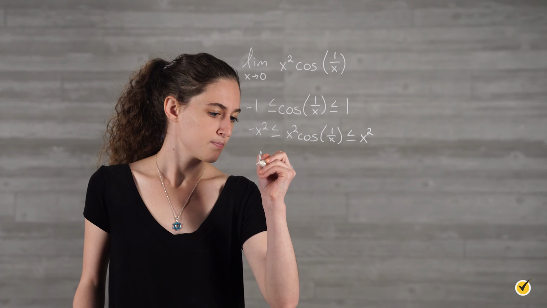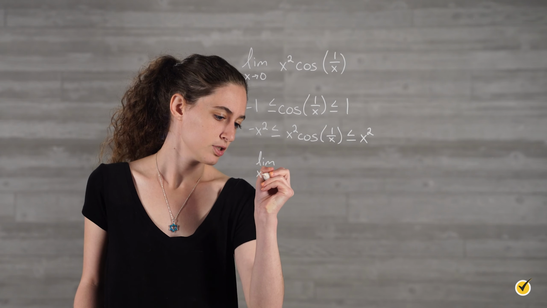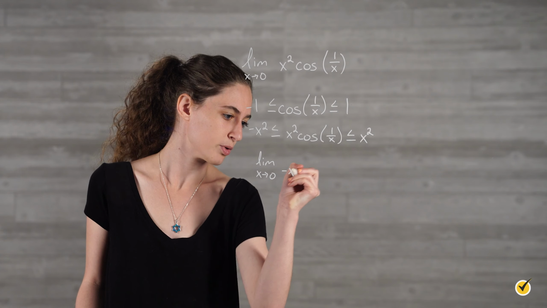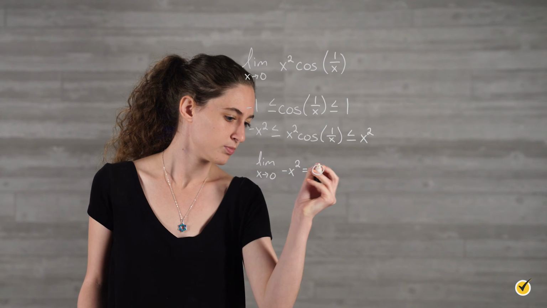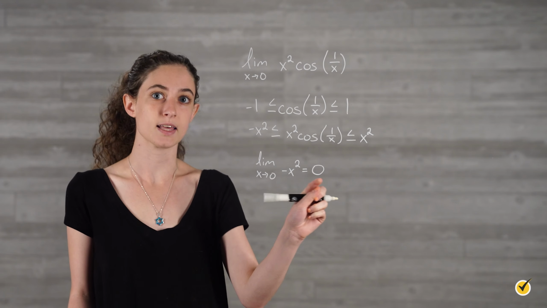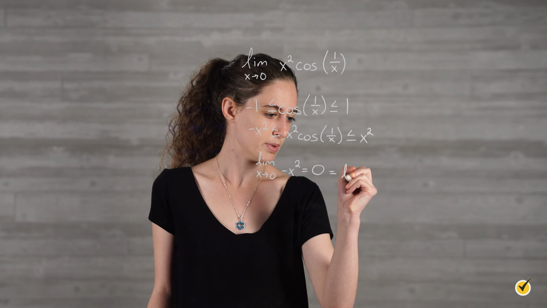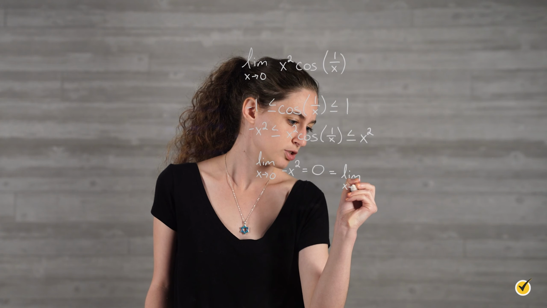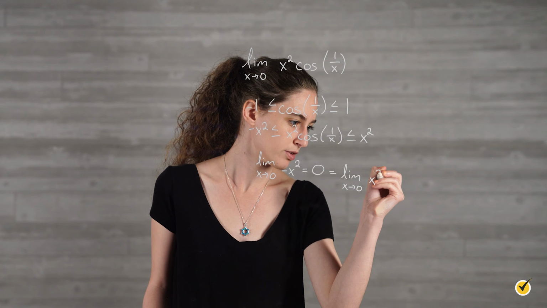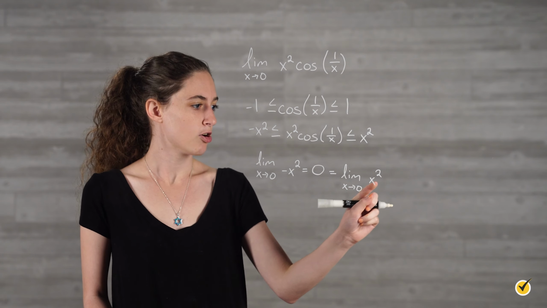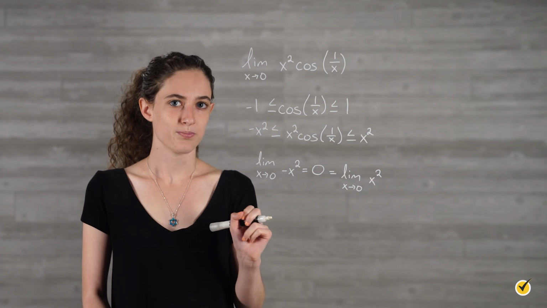We know that the limit as x approaches 0 of negative x squared equals 0. That's because we plug in 0 for x, and that gives us 0. We also know that this is equal to the limit as x approaches 0 of positive x squared, because again, you plug in 0 for x, and you get 0.